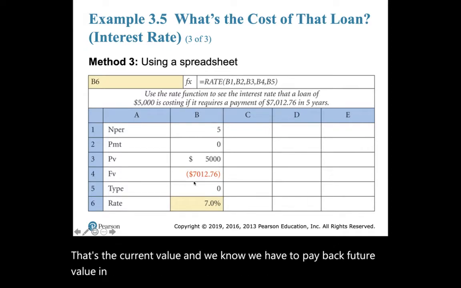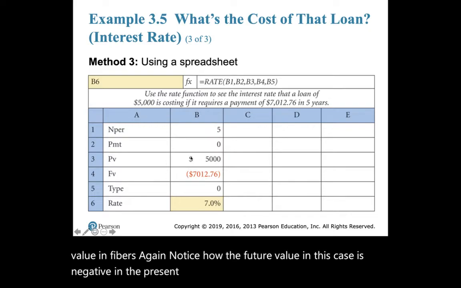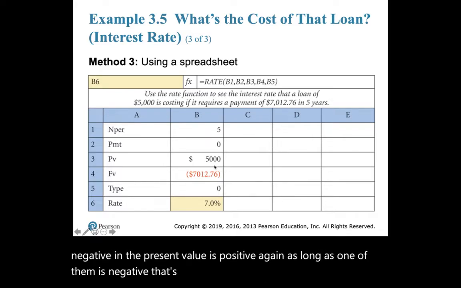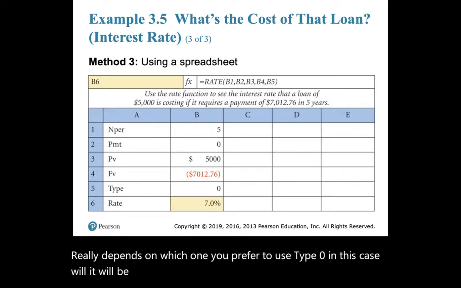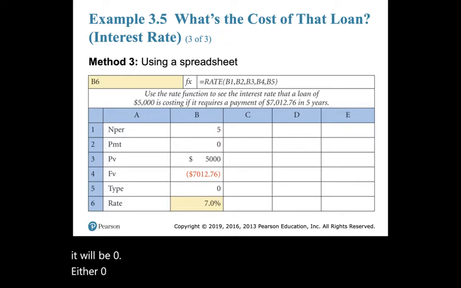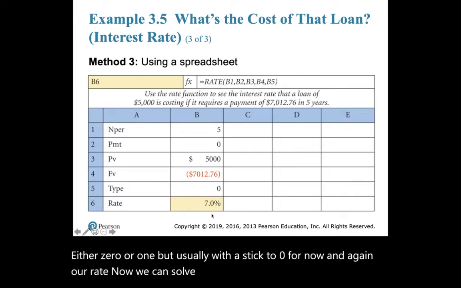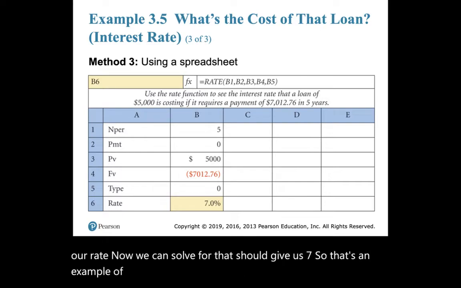Again, notice how the future value in this case is negative, okay, and the present value is positive. Again, as long as one of them is negative, that's fine. It really depends on which one you prefer to use. Type in this case will be 0. It's either 0 or 1, but usually we'll just stick to 0 for now, okay? And again, our rate now we can solve for, that should give us 7%. So that's an example of solving for the rate.